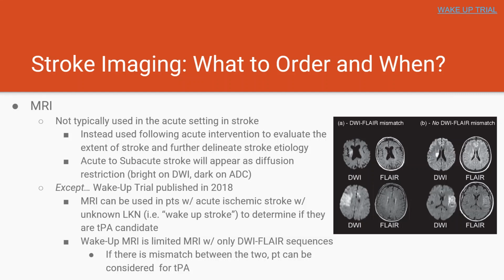Thus, if you see an MRI that's bright on DWI but has no signal changes on FLAIR, you can assume that you're within the first few hours of stroke, despite not even knowing the last known normal. So this concept is becoming a lot more common, and you'll likely see us get on a couple patients here.